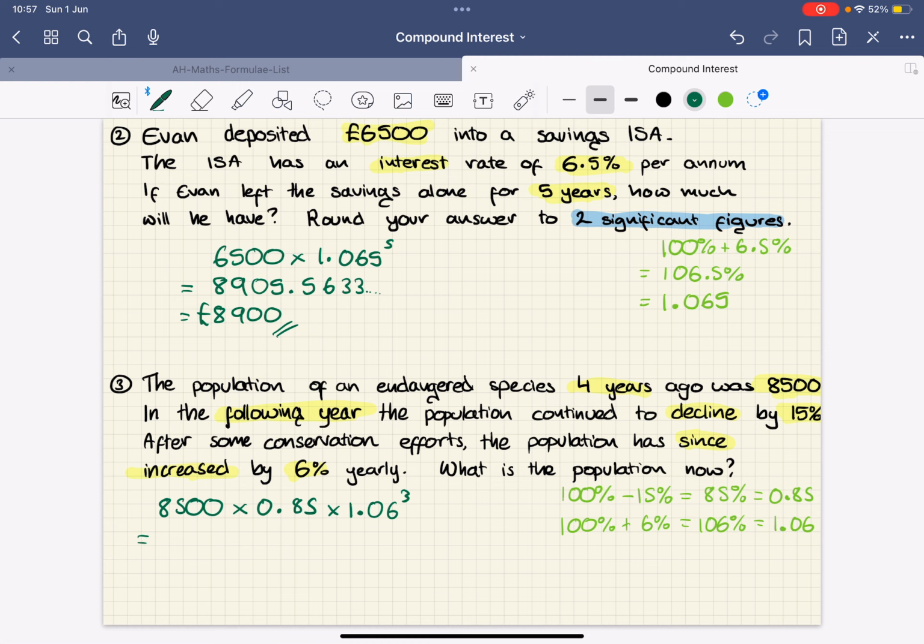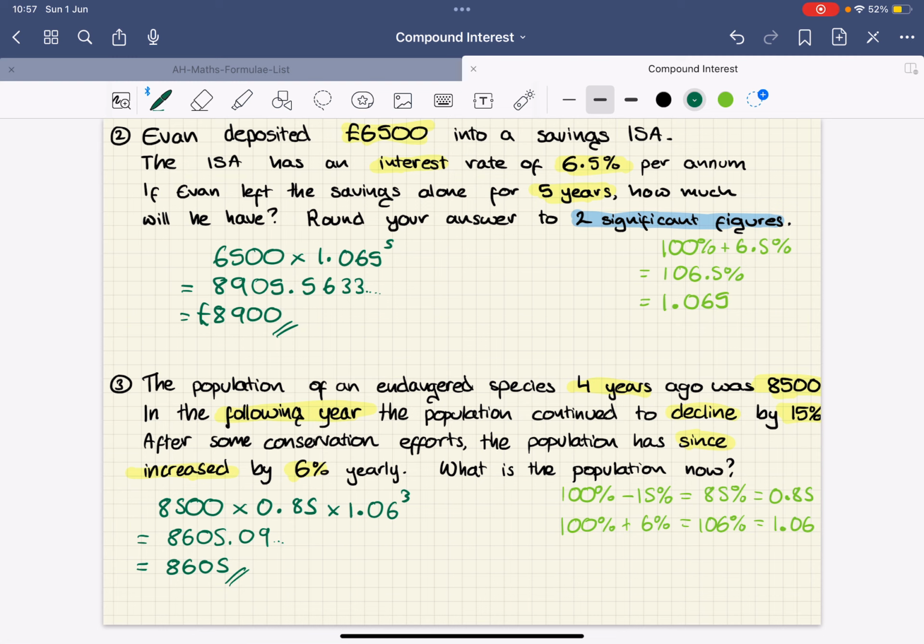And so typing that all in my calculator, I get this 8,605.09 and so on. But I'm dealing with population here. Population can only be a whole number, so I round it to 8,605.